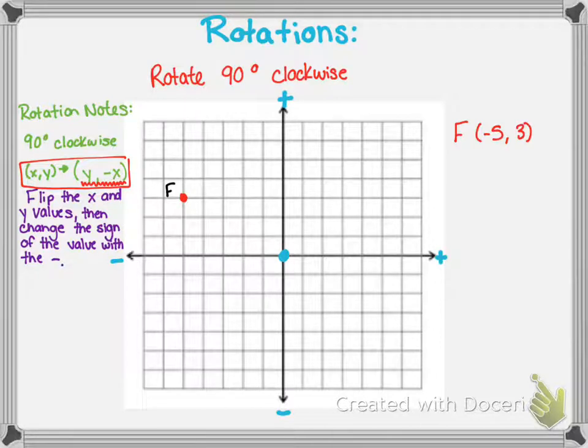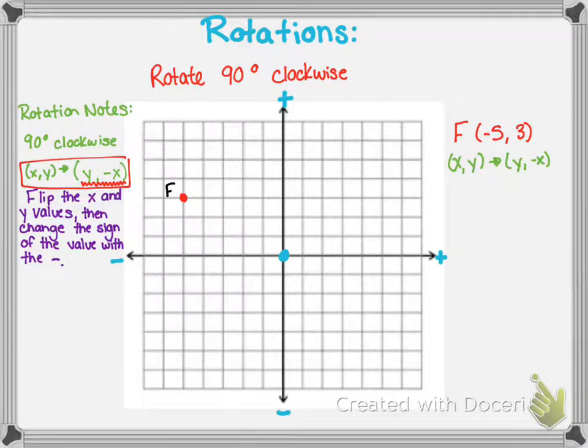Anytime you have a rotation that is 90 degrees or 270 degrees, you're going to flip your numbers. So y comes first, x comes second. Then you're going to change the sign on the value that has the negative, which in this case is the x. So this is a two-step process, so just make sure you don't lose anything while we're going through it. I'm going to rewrite the rule right below my original point, just so I don't forget it and it's easier for me to see. So (x, y) goes to (y, -x).